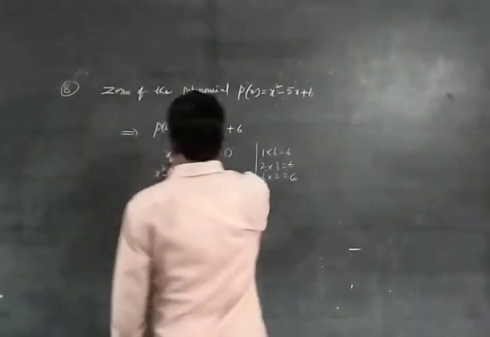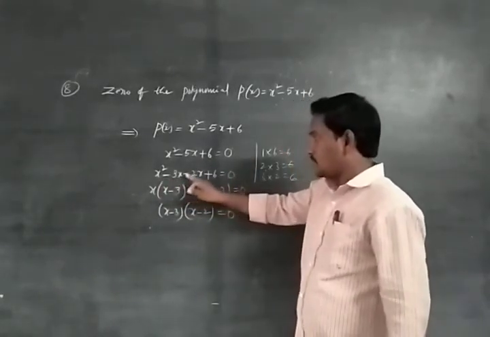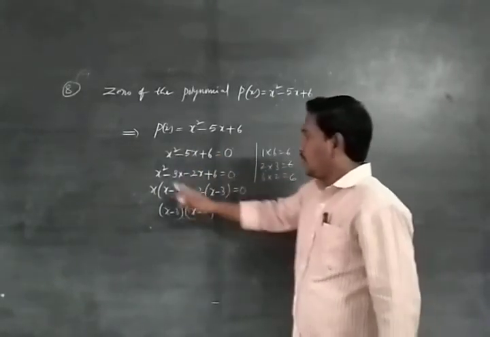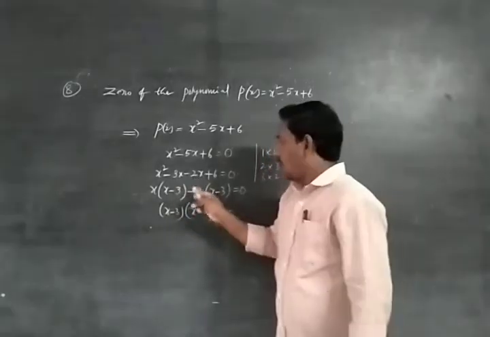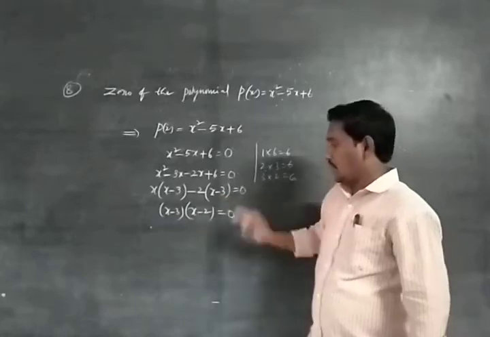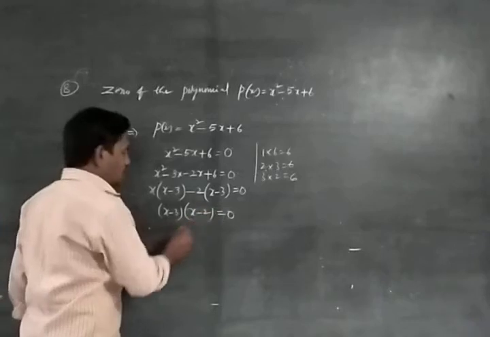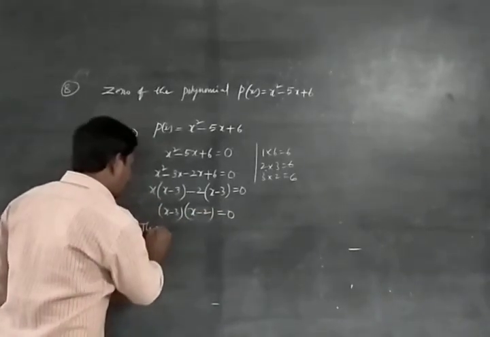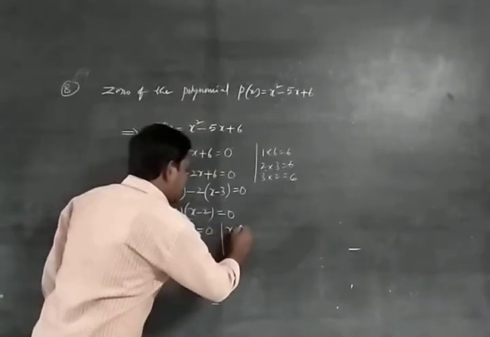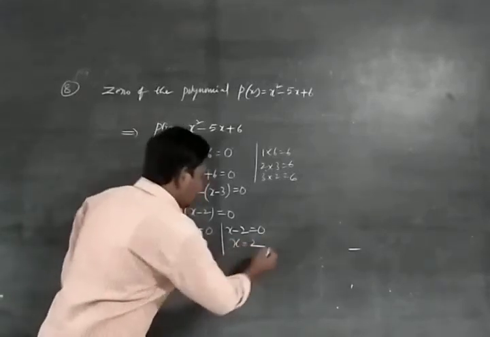Okay. x square minus 5x plus 6 equal to 0. Write minus 5x as minus 3x minus 2x, plus 6. Take x common from the first two terms, x minus 3. Then take 2 common in the other terms, x minus 3. In both terms x minus 3 is common, and the other factor is x minus 2. Then x minus 3 equal to 0 and x minus 2 equal to 0. Then x equal to 3 and x equal to 2.